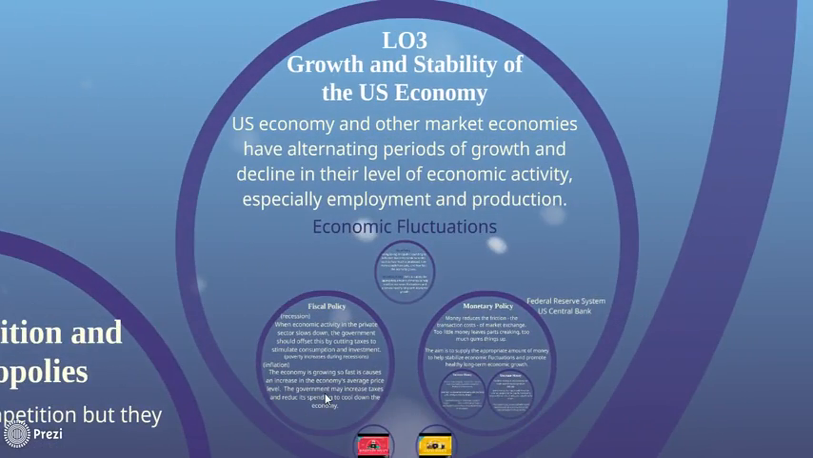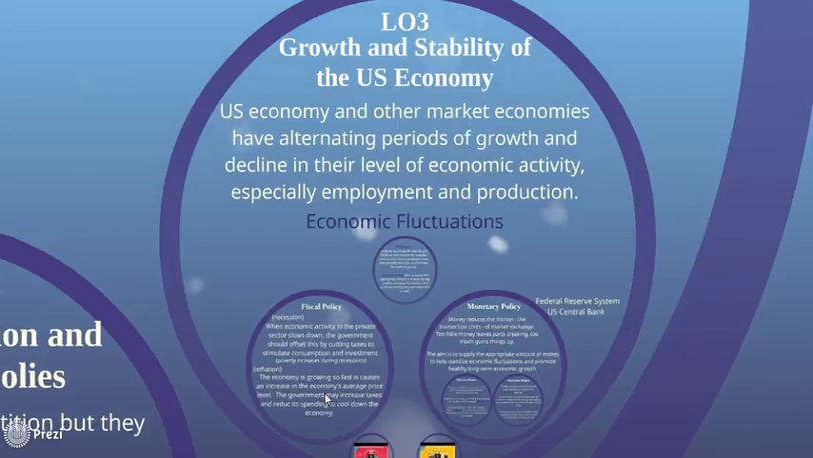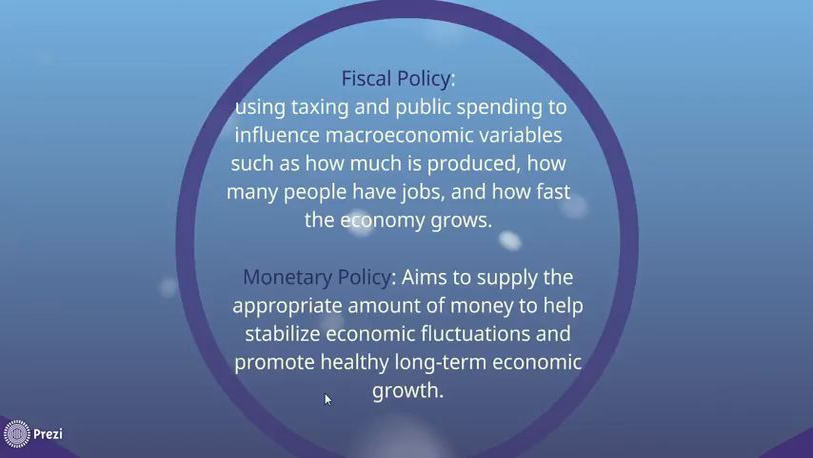And then growth and stability of the U.S. economy. The U.S. economy and other market economies have alternating periods of growth and decline, that's inflation and recession, in their level of economic activity. It usually affects employment and production. The government uses two ways to stabilize fluctuations. They use fiscal policy and monetary policy. Fiscal policy uses taxing and public spending to influence how much is produced, how many people have jobs, how fast the economy grows. And then we have monetary policy. It supplies money, so it puts money into the system and it takes money out of the system.